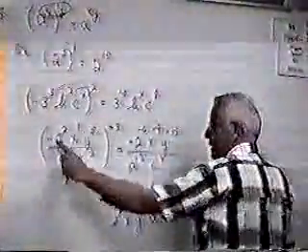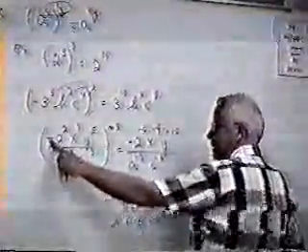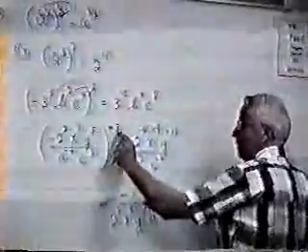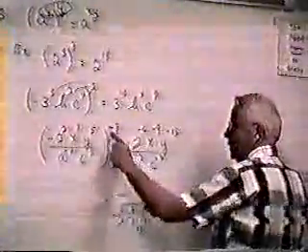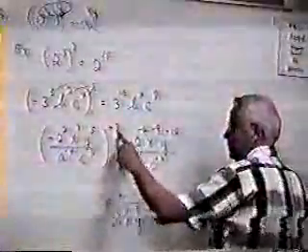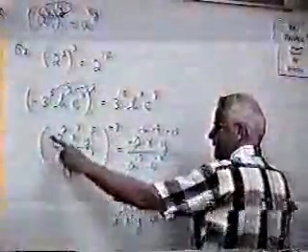Now, wait a minute. Let's go back. What do we do about the minus sign? Well, that's a minus 3 of these. Don't worry about the minus. It's really a minus 3 of these. So that's a minus times a minus times a minus. And so the answer is a minus.